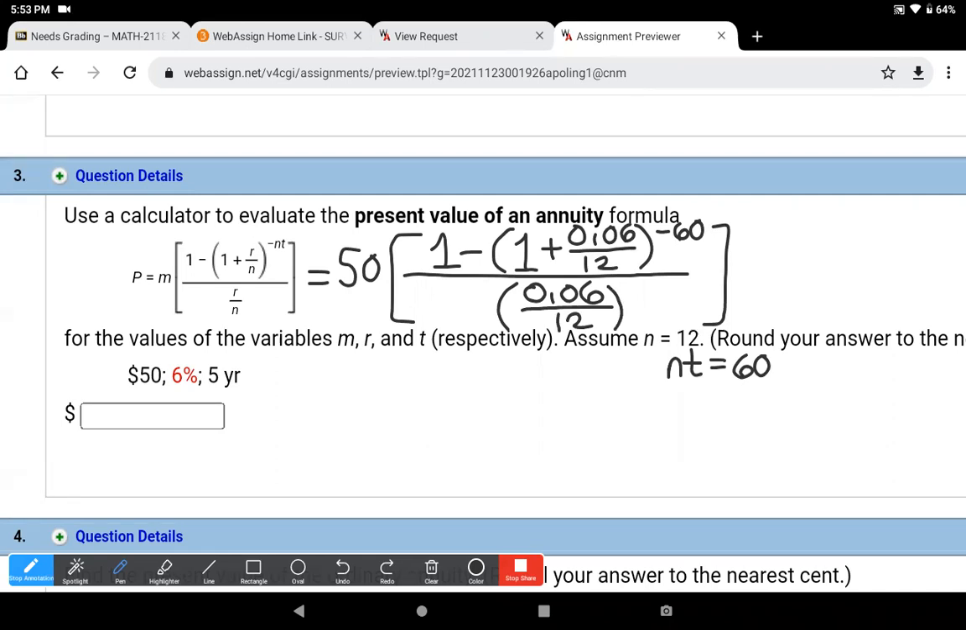So entering this into the calculator, 50 times parenthesis for the quotient, parenthesis for the numerator, 1 minus parenthesis 1 plus 0.06 divided by 12 in parentheses, caret negative 60 in parentheses for the numerator, divide by parentheses 0.06 divided by 12 end parentheses, and we have a value of $2,586.28, and I round to the nearest cent.